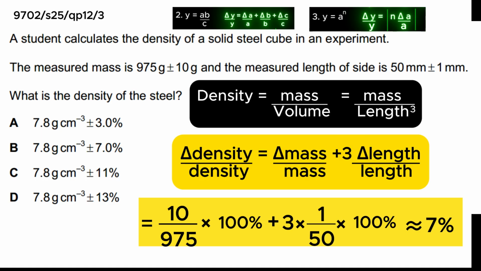Percentage uncertainty for mass is 10 divided by 975 times 100%, roughly 1%. For length, it's 1 divided by 50 times 100%, which is exactly 2%. With the power 3 as the multiplier, the uncertainty becomes 6%. After adding up the percentage uncertainties, it gives a total of 7%. The answer is B. Notice how the 2% error in length became the dominant factor because of that power of 3.